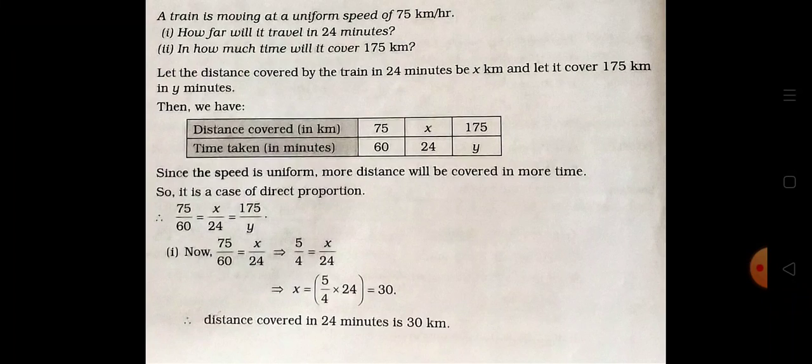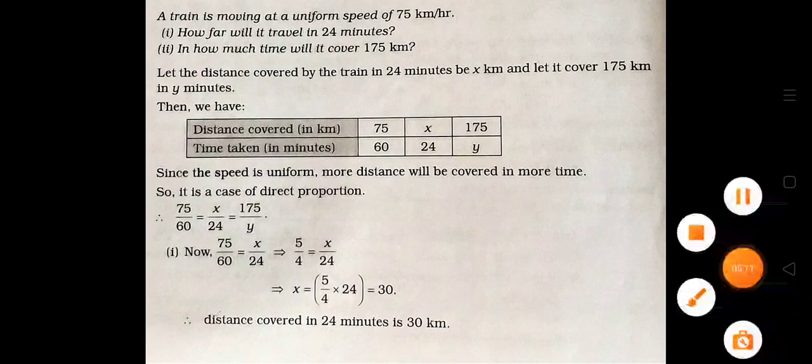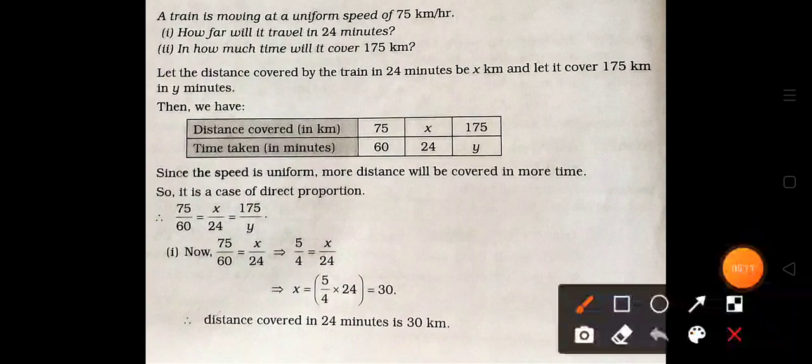So here's the solution. Let the distance covered by the train in 24 minutes be x kilometers, and let it cover 175 kilometers in y minutes. Now we can make a table. According to the table, you can see here distance covered in kilometers divided by time taken in minutes is equal to 75 by 60, x by 24, 175 by y.